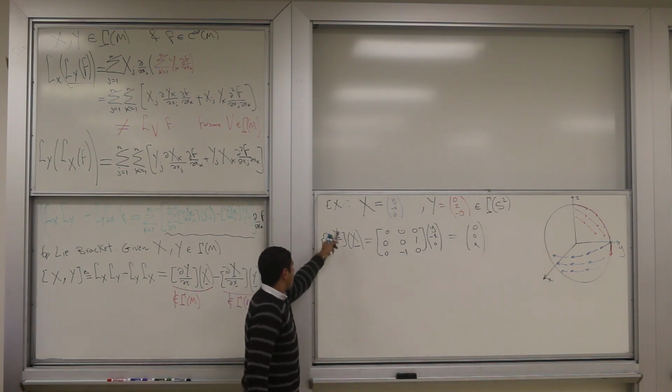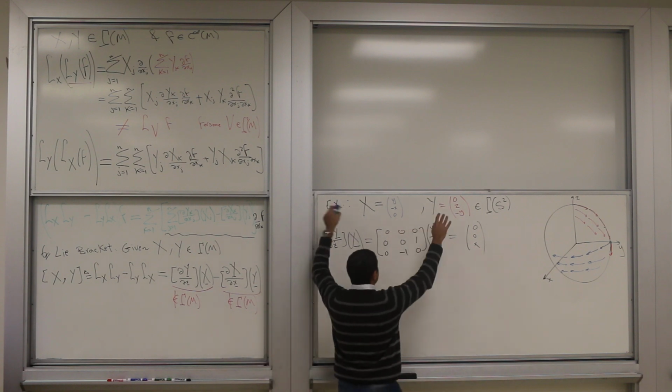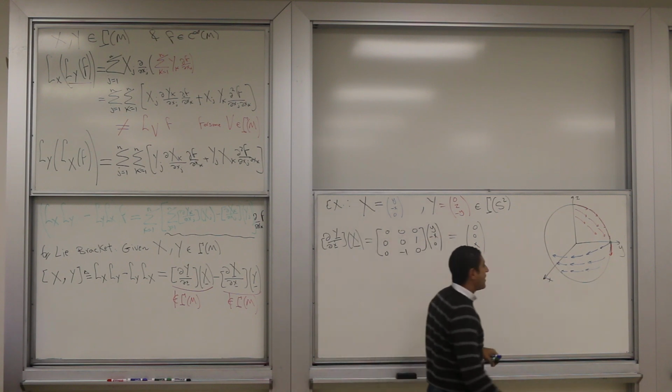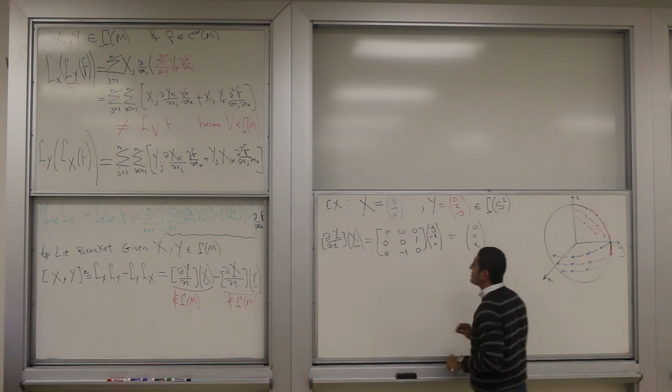So here, I started with two vector fields, always tangent to the sphere, x and y, which means that they are possible velocity vectors. If you have an airplane and flying, this is a possible velocity vector.